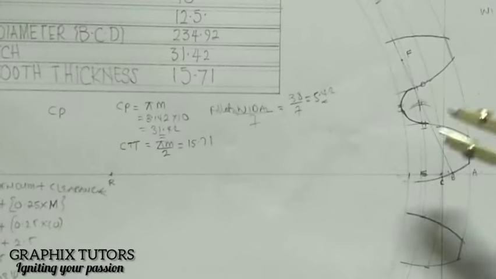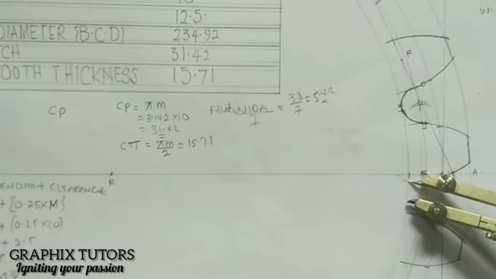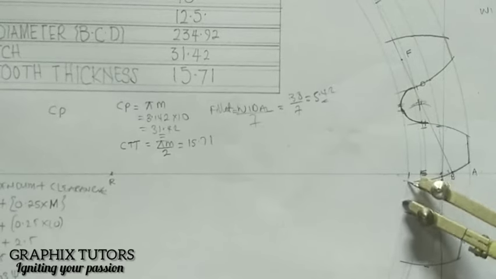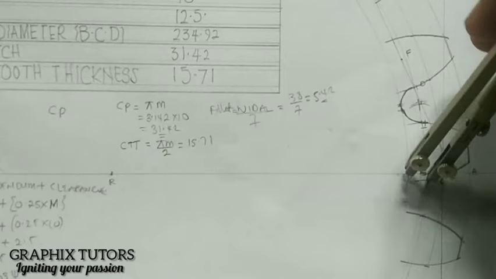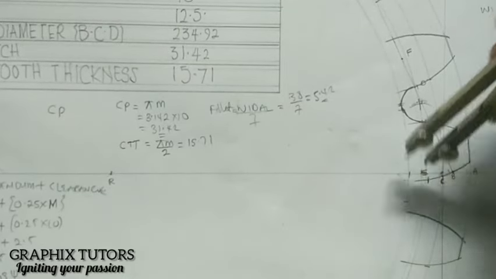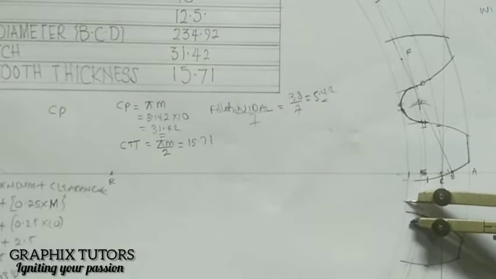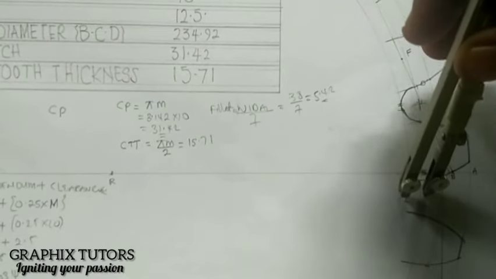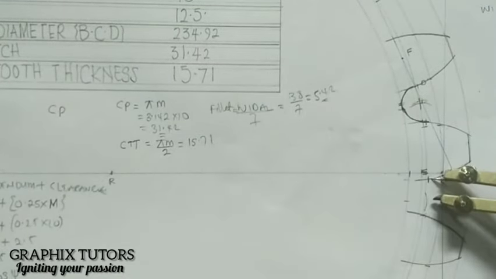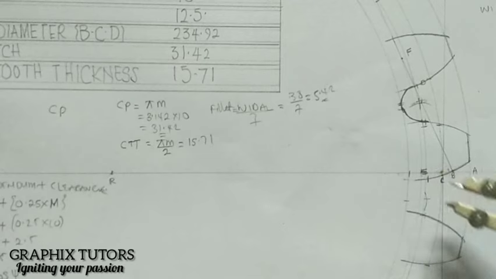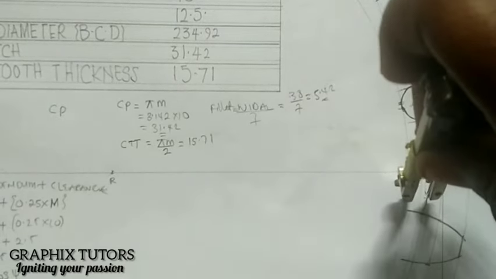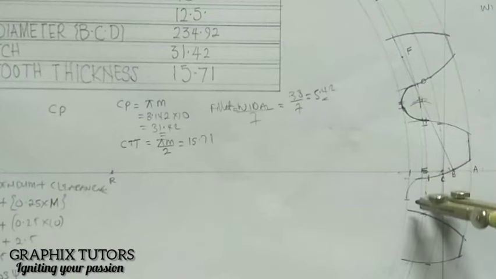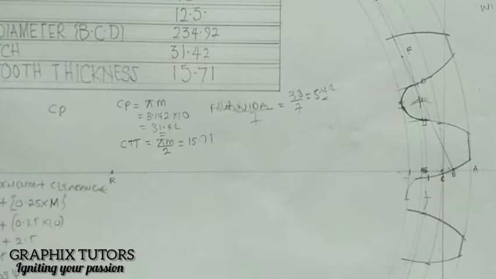So you do the same thing at the next one too. At this point where it meets, you can see you cut with the same 5.42. You mark down here, you come here, you mark up here. Then you come at this point, you strike an arc up. Come at this point also, strike an arc here. So where they meet, place your compass there, you get something like this. You do the same thing here. At the end of the day, you have something like this.